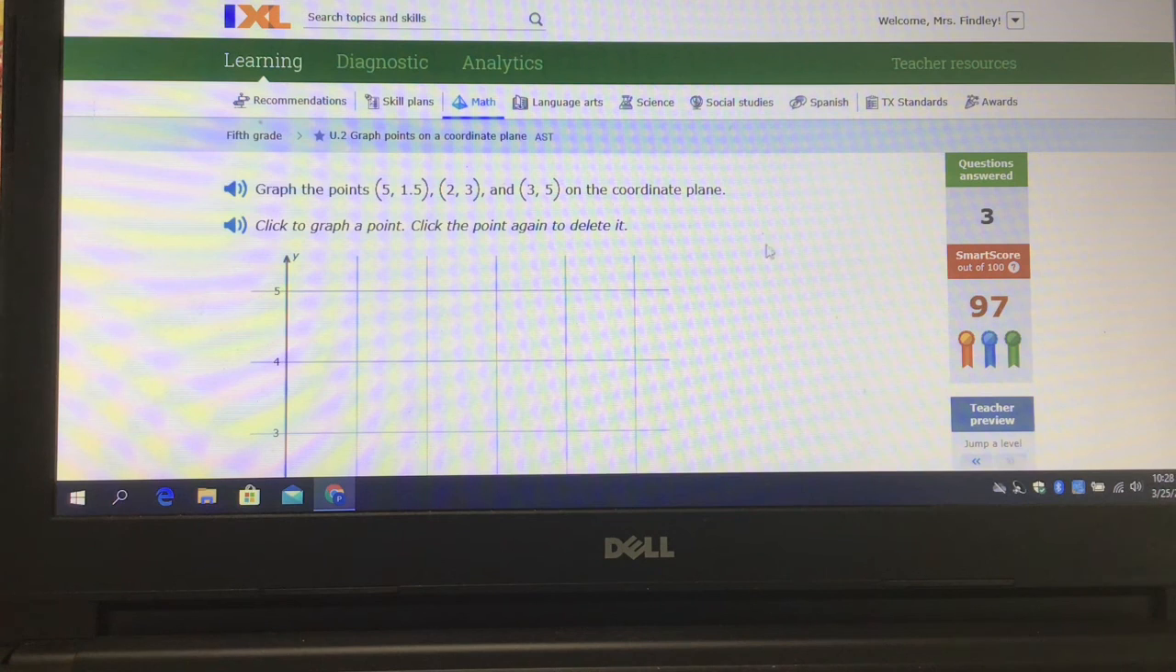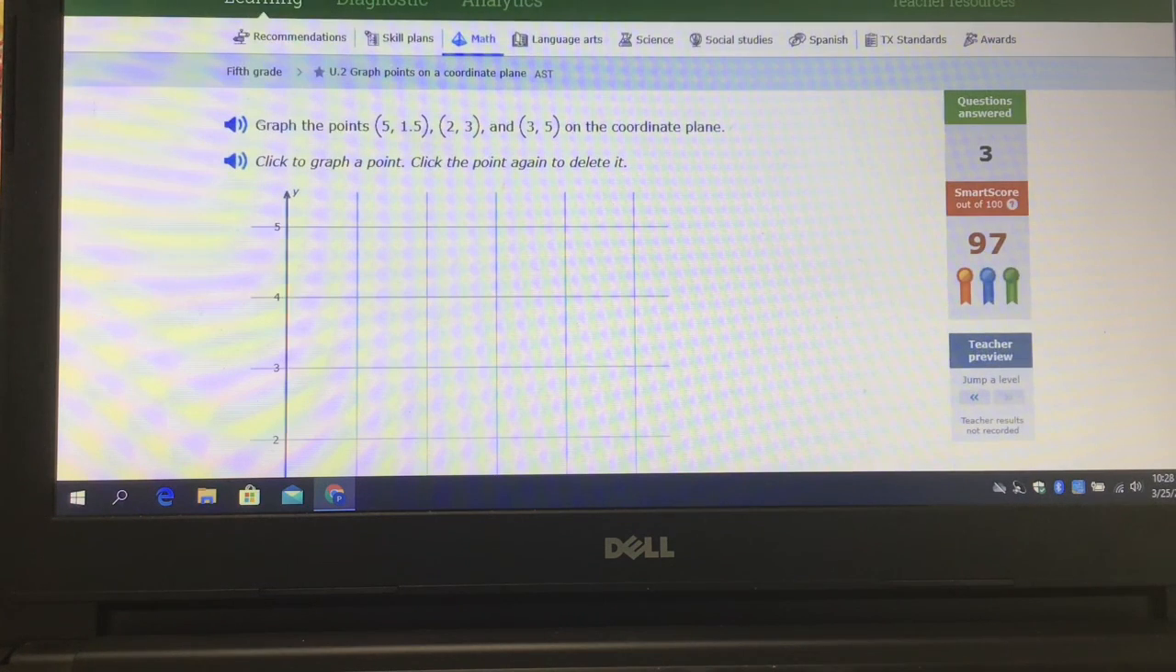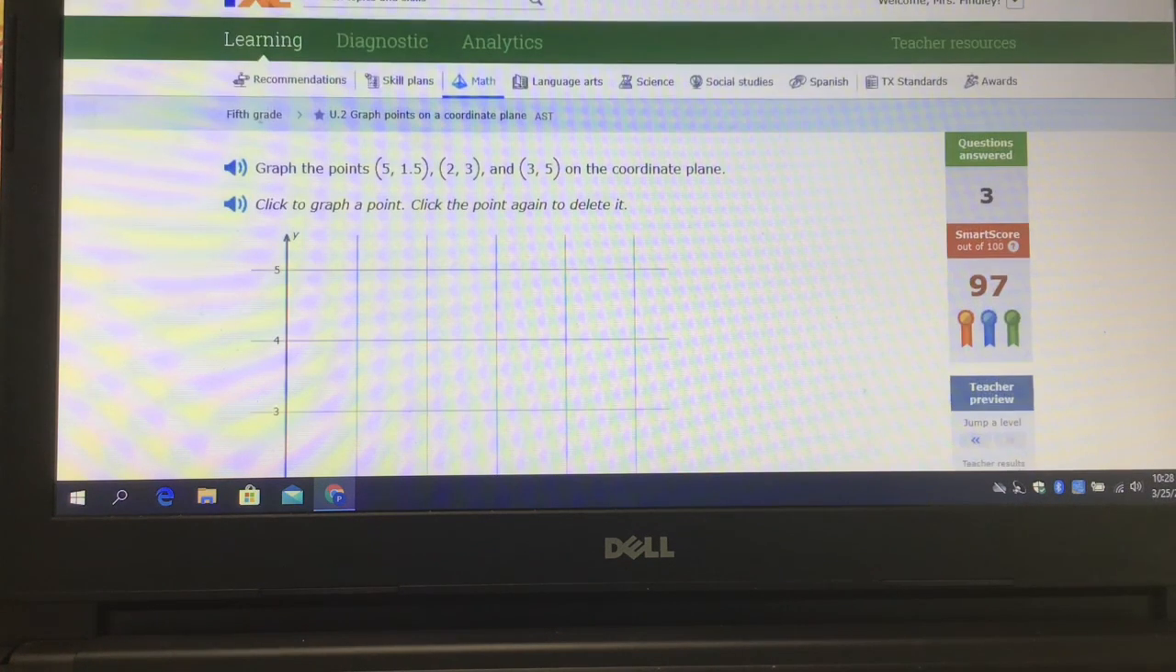Okay, so this time they're giving you 3 points to plot, and some of them may have decimals and some of them may not. So you're just going to practice plotting more points using those decimals. Okay, I think that's it. There's no more levels for this skill.